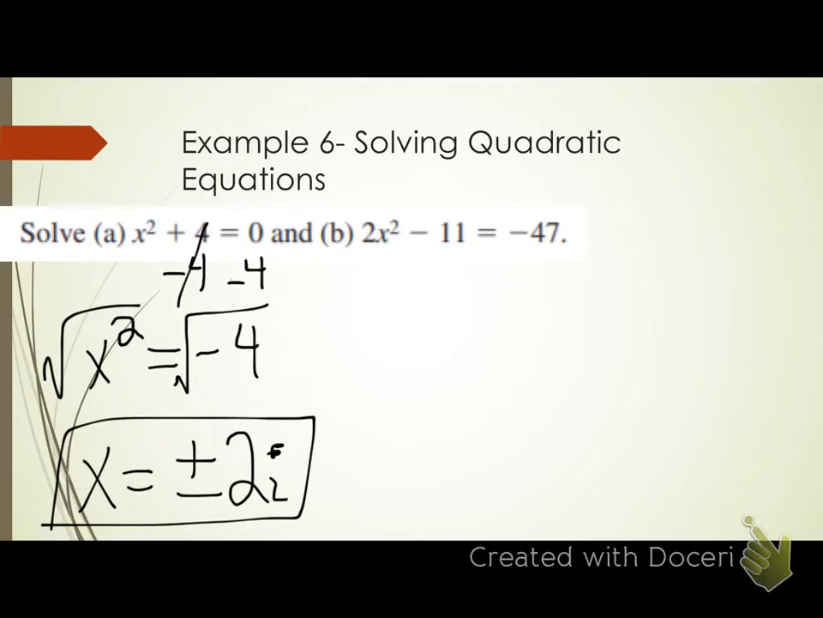Okay, letter B. 2x squared minus 11 equals negative 47. Raise your hand if you can give me my first step to get x by itself.